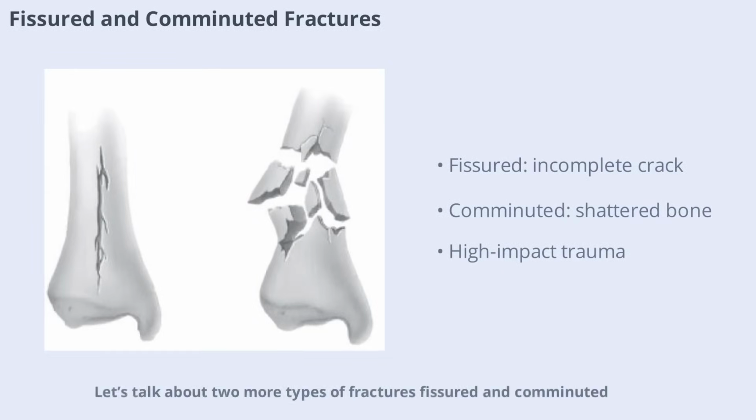Let's talk about two more types of fractures, fissured and comminuted. A fissured fracture is an incomplete break that runs along the length of the bone, like a crack in a stick.